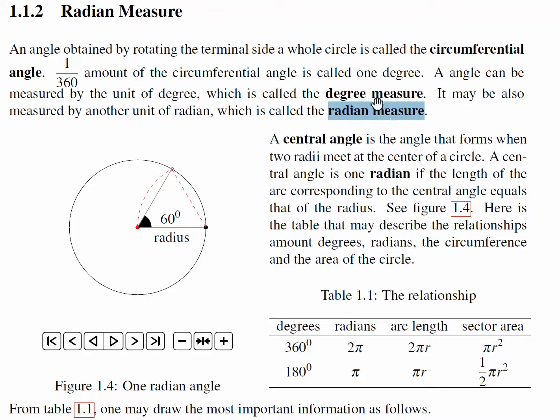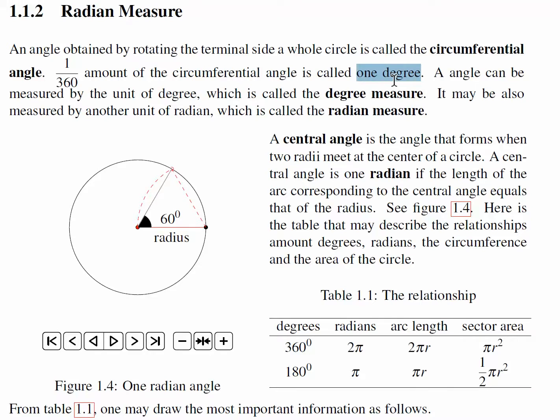Recall, how was 1 degree defined? It is defined in this way. An angle obtained by rotating the terminal side a whole circle is called the circumferential angle. Then 1/360 of the circumferential angle is called 1 degree. This is one way to measure how large an angle is.